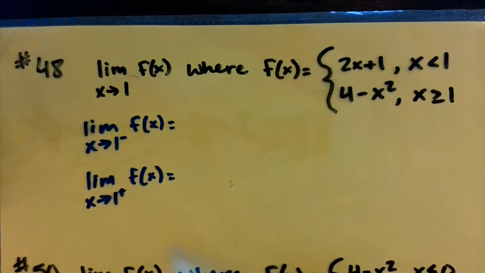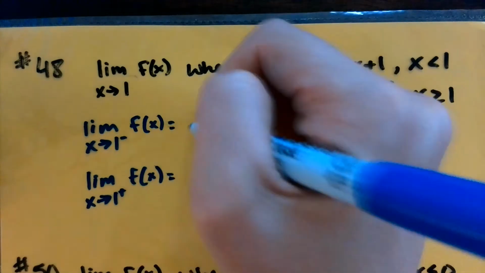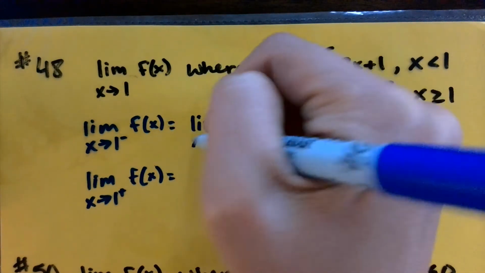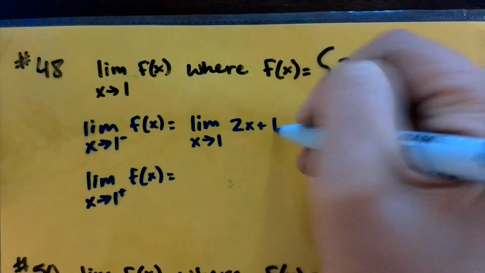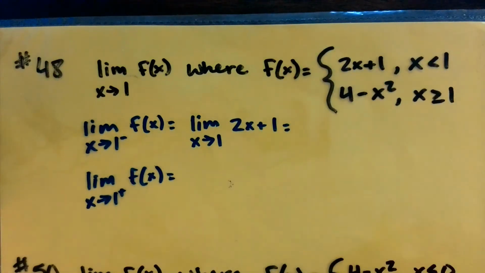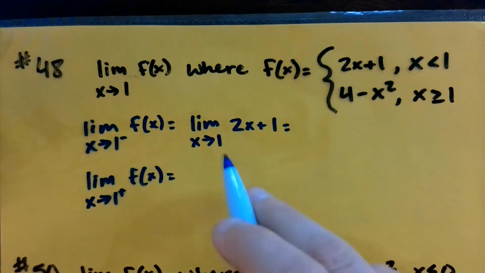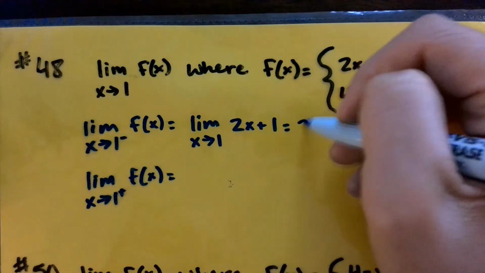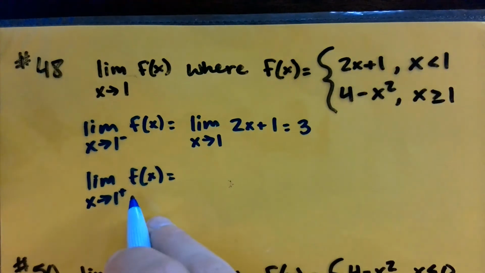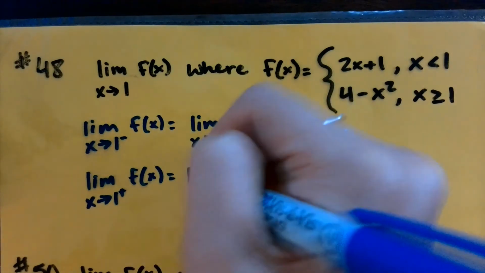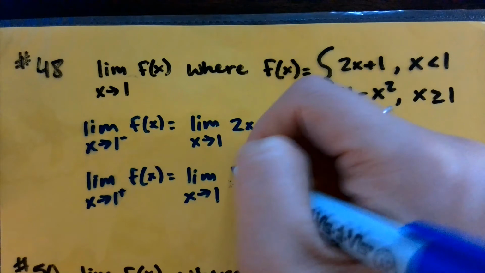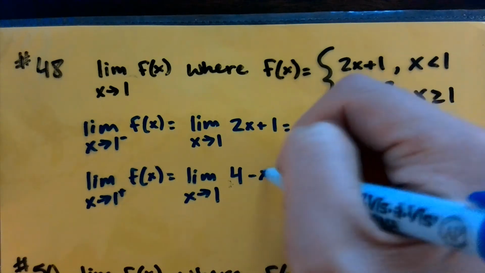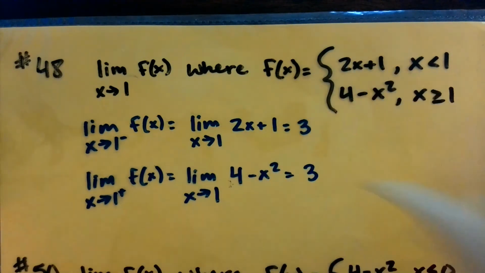So my limit as x approaches 1 from the left is really the same as saying the limit as x approaches 1 of this 2x plus 1, because this would be the left piece, to the left of 1. And when I plug in 1, I'm going to get 3. For the piece on the right, I'm really looking at the limit as x approaches 1 for the function 4 minus x squared, which I also get 3.